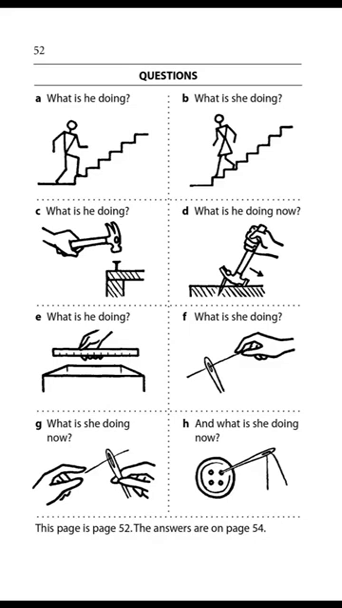E. What is he doing? He is measuring a box. F. What is she doing? She is putting a thread through the hole in a needle. G. What is she doing now? She is taking the end of the thread between her finger and thumb. H. And what is she doing now? She is putting a button on with a needle and thread.